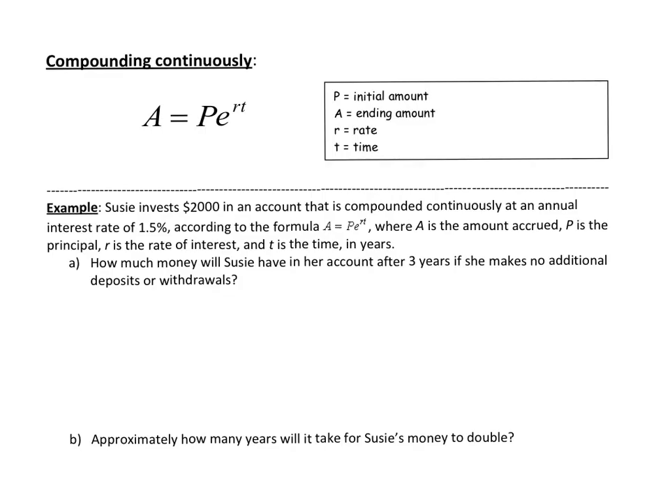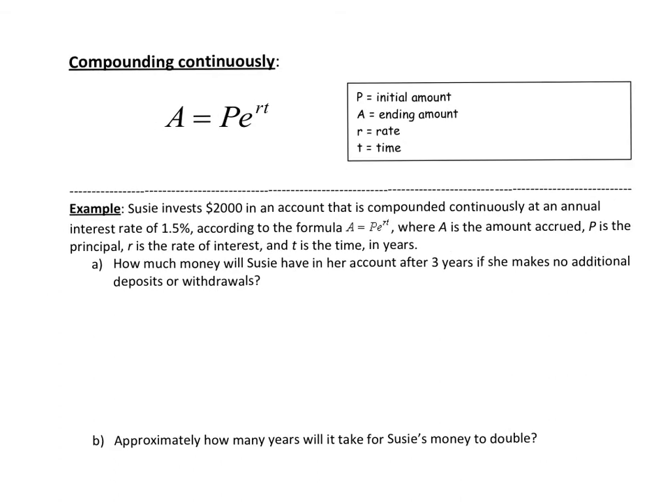Compounding continuously is always our PERT formula. So again, we did part A already. I'd like to do part B. I'm going to set it up, and then I'm actually going to let you guys solve it yourself just for purposes of time. And then we'll start by going over these in class tomorrow.